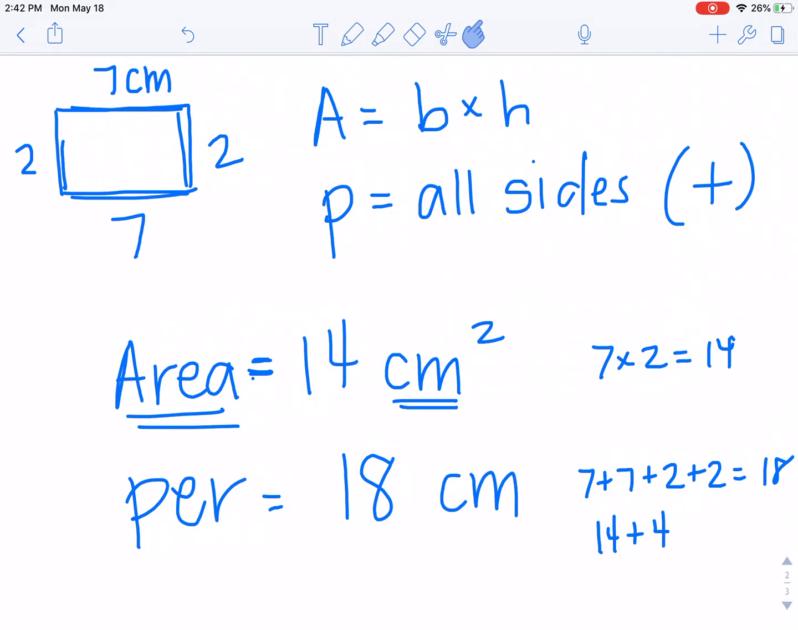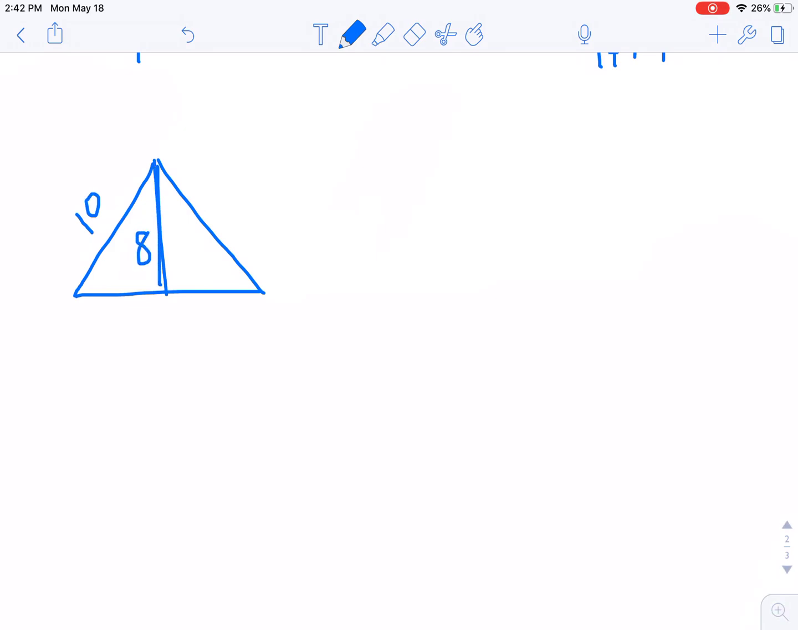Okay, we're not done because there were some triangles in the mix and I just had friends who totally didn't even realize what the heck. So let's look at this. Okay, and let's call this side 10 and we'll call this right here 8. We're going to call this whole bottom 12. Now for the area of a triangle, I want you to think in your head before I write it down. What is the area of a triangle?